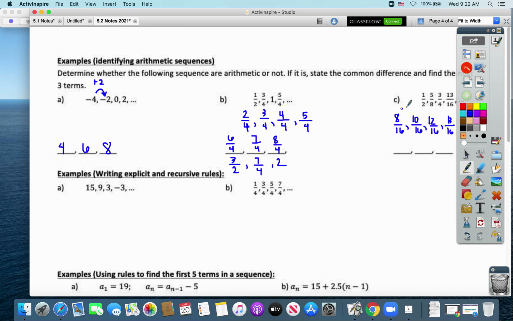And if we look, it's going up 2/16, and then it's going up 2/16, but then it's going up 1/16. So no, we don't have a common difference. It's not the same every time. So this is not arithmetic.